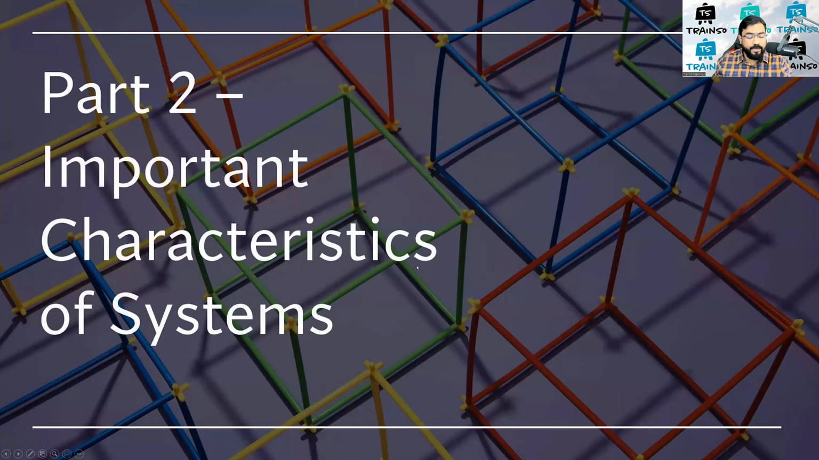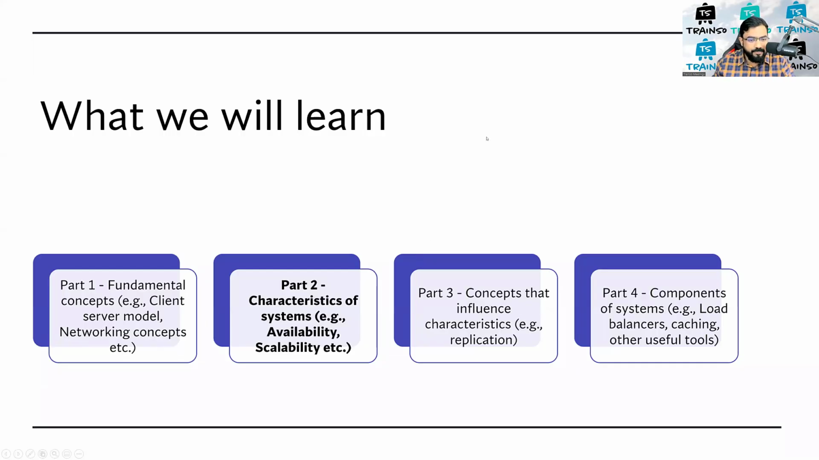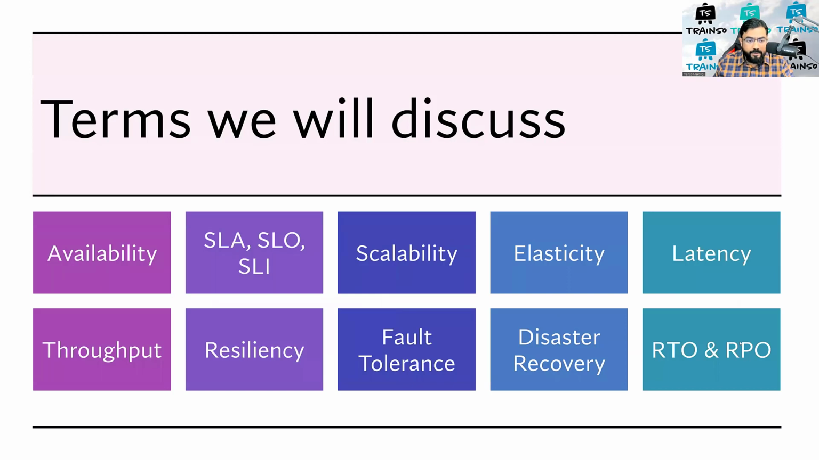And here comes part two, important characteristics of systems. In part two, we will be learning important characteristics of systems, and these characteristics are ideal for a good systems design. Then in part three, we will be learning about the concepts that can help you achieve these characteristics. And in part four, we'll be learning some of the existing components that can achieve these things. These components may be using concepts in part three, or they may be directly helping us achieve the characteristics described in part two.